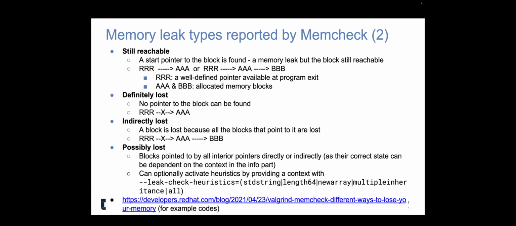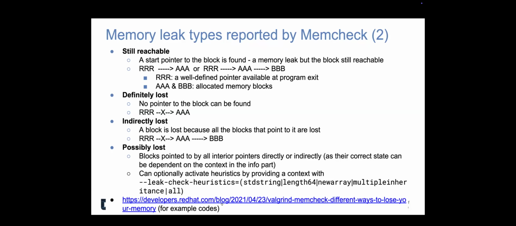And the last kind is possibly lost. These are the memory blocks pointed to by the interior pointers that I mentioned before, directly or indirectly. And actually, you can provide some more heuristics, like C++ related cases, context, to drill down whether the memory block is still reachable or definitely lost, something like that. But memcheck doesn't do that by itself, so they are classified as possibly lost.